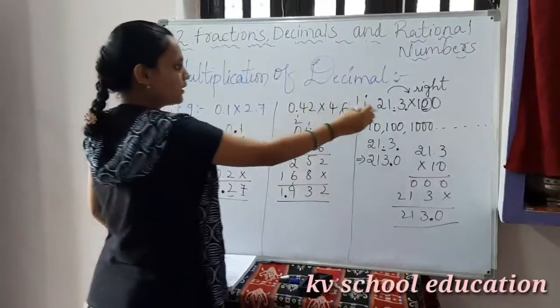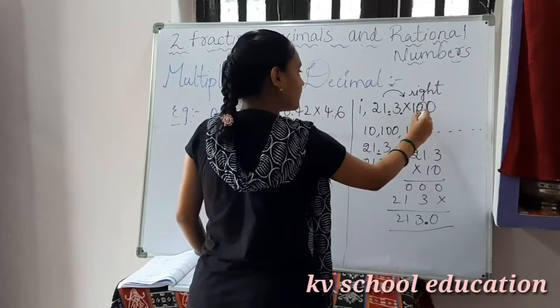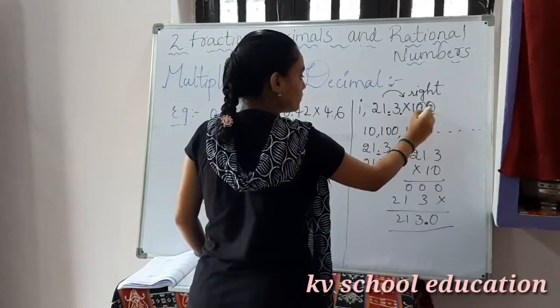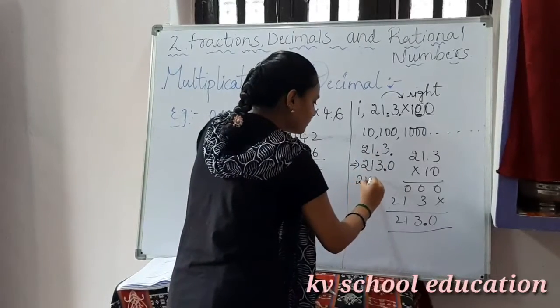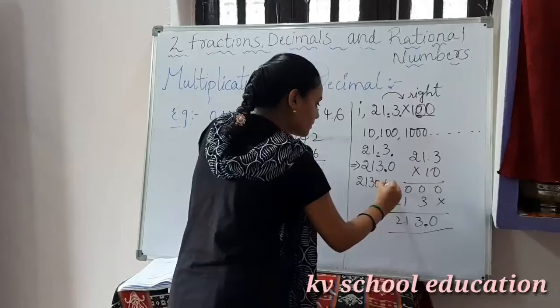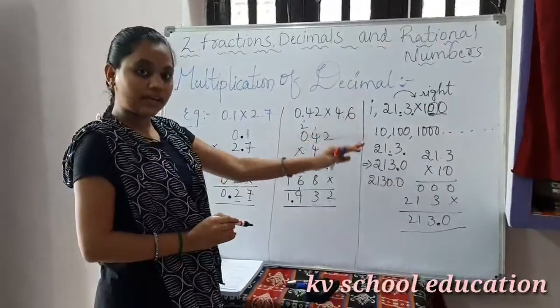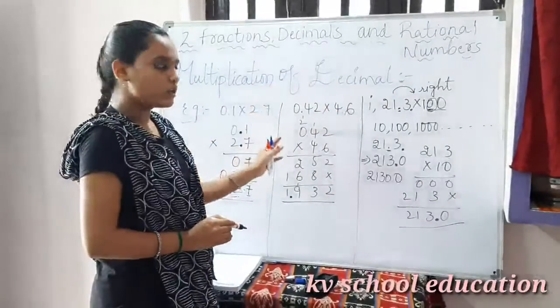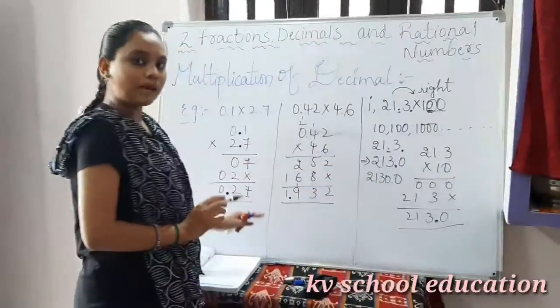Here 100. The point is before 3, but here there are two zeros. So here the answer will be 2130.0. Like this we should move the point towards the right side, not to the left side. So this is the best trick which you can use in multiplication.